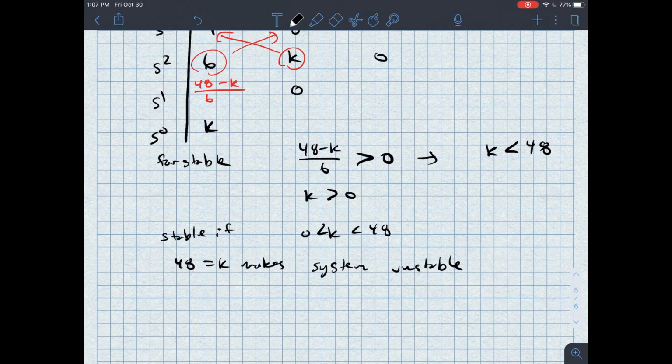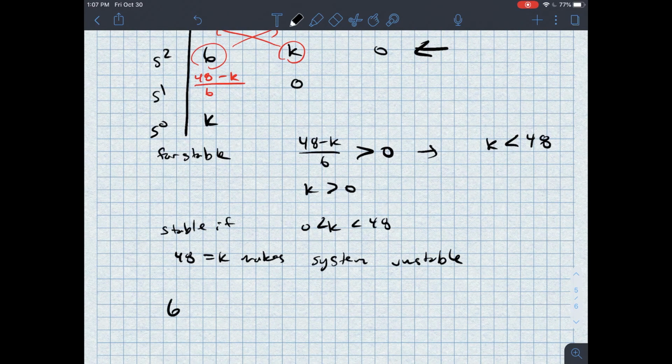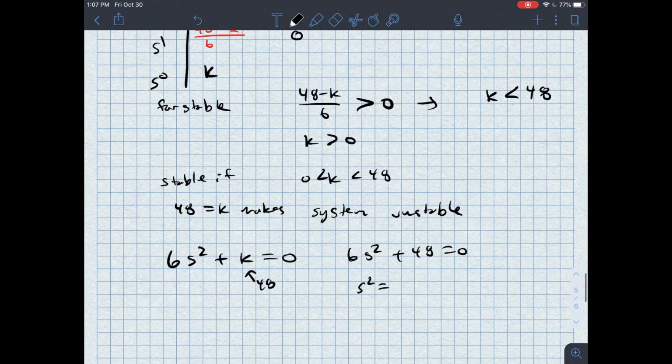Now, to find the value of the roots at that point, I'm going to go back to the row that has K in it appearing for the first time, so s squared, and then I'll say, all right, well, 6s squared plus K equals 0, and I know that K is going to be replaced with 48 to find the values at that point. So this makes s squared times 6 plus 48 equal to 0, and so s squared is equal to negative 48 over 6, and so s is equal to plus or minus j square root of 8.